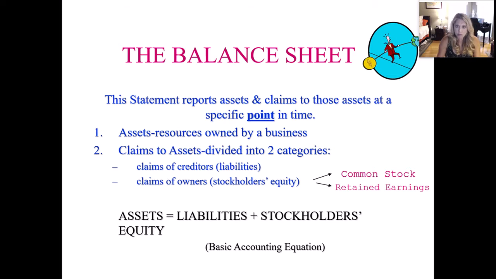So this statement, if you break it down, looks like the basic accounting equation. Your assets equal your liabilities plus stockholders' equity. So when you're preparing this statement, if your assets don't equal your liabilities plus your equity, you did something wrong, and you've got to go back and find your mistake. Again, we'll be talking about the basic accounting equation in a later lecture when we get into debits and credits.